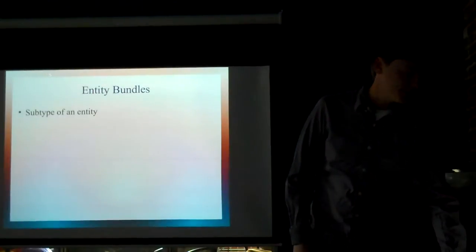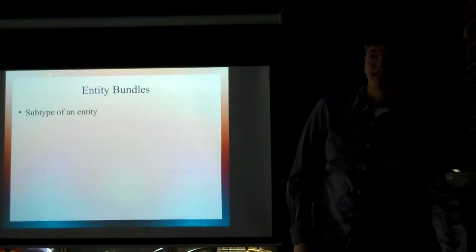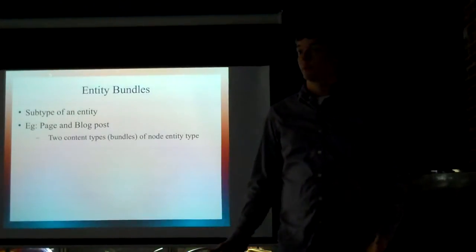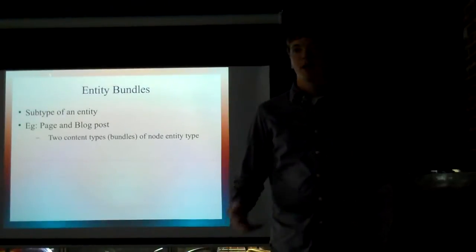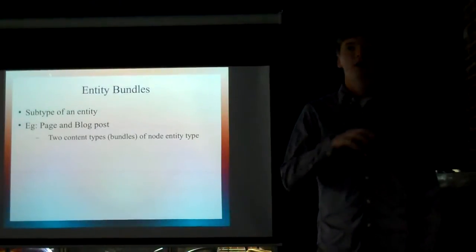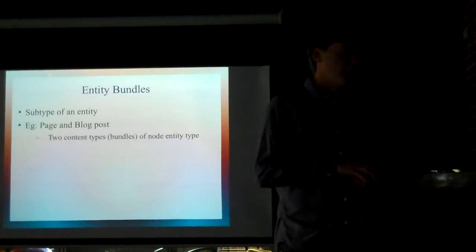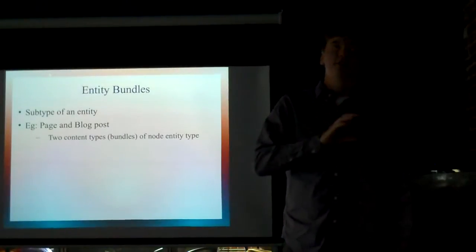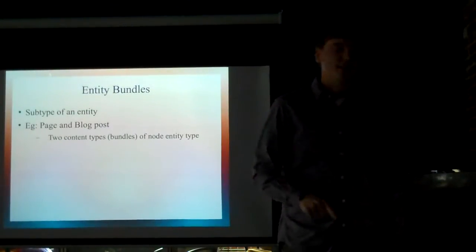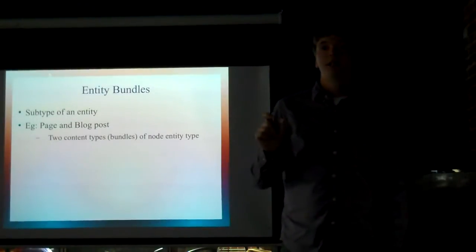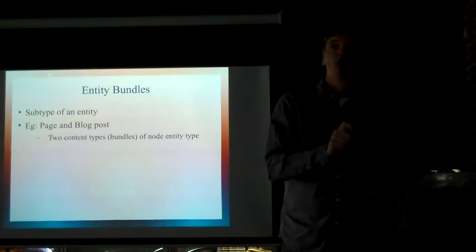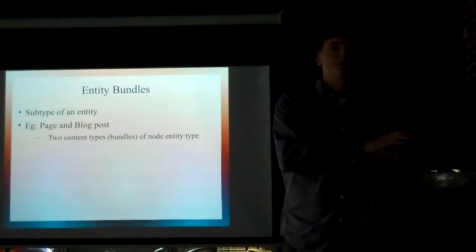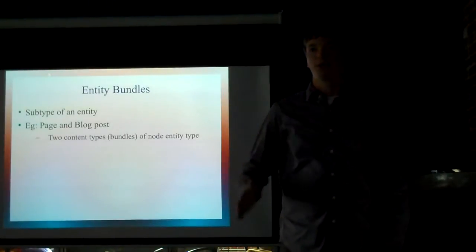So then entity bundles are basically subtypes of an entity. So for example, we deal with pages and blog posts pretty frequently in Drupal. Those are content types. Content type is analogous to an entity bundle. So a page is a bundle for the node entity type. I'll say that one more time. So a page is a bundle on the node entity type. So you've got all these nodes, you've got a bunch of different content types. Those are all different bundles.